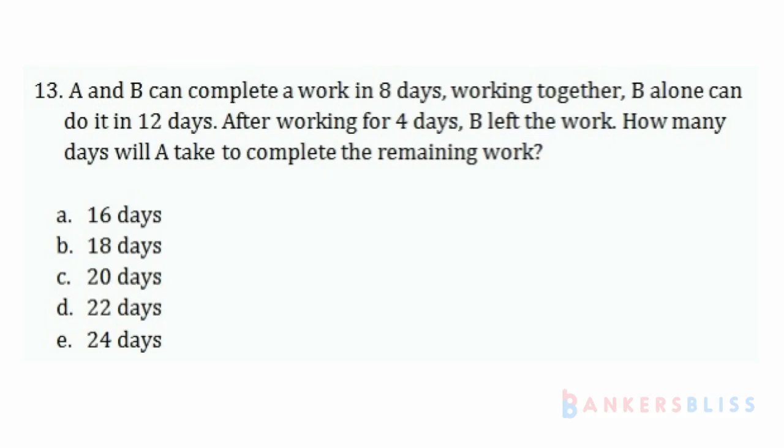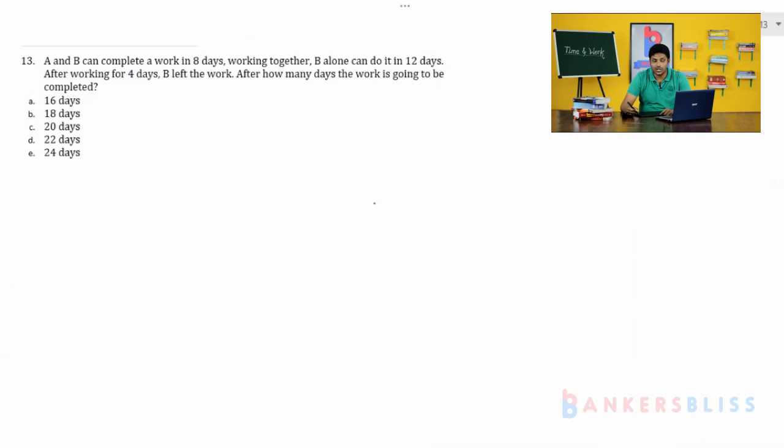A and B can complete a work in 8 days working together. B alone can do it in 12 days. After working for 4 days, B left the work. After how many days is the work going to be completed? So after working for 4 days, B left the work, means for the first 4 days both A and B work together. After that 4th day, B left the work and the remaining work is done by A. At the end of the day 100% of the work has to be completed, that is 1.